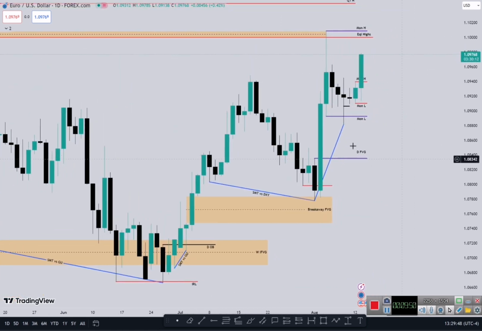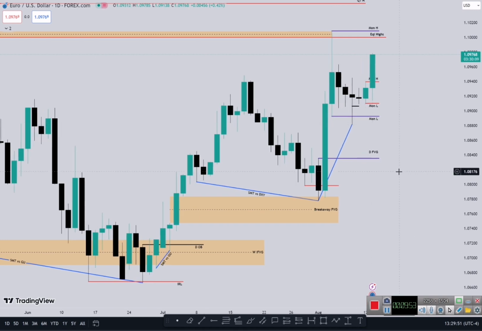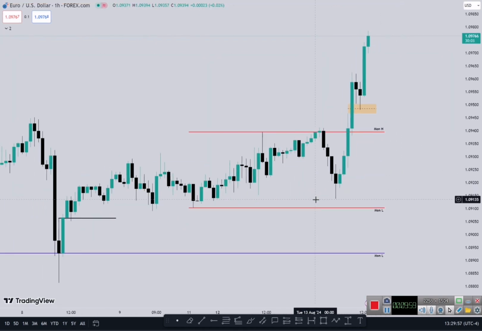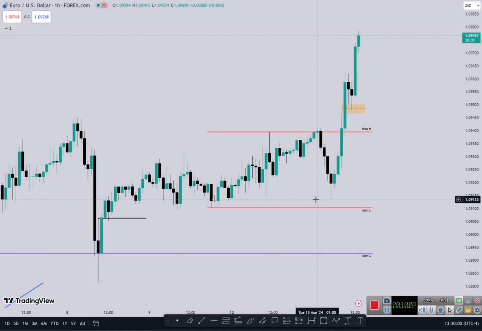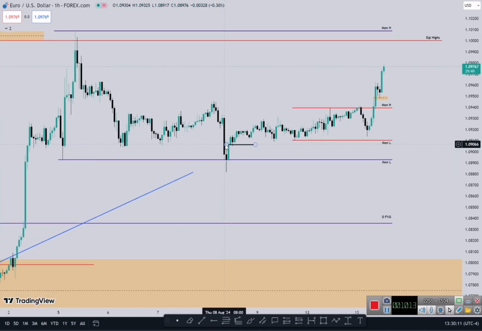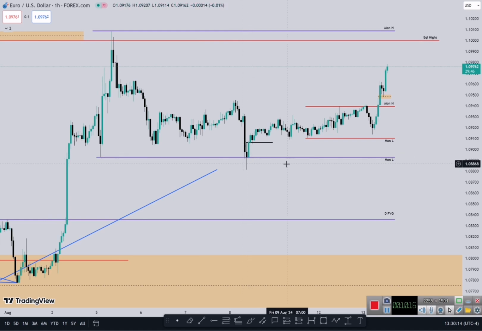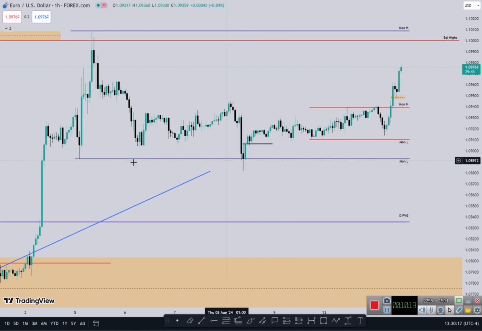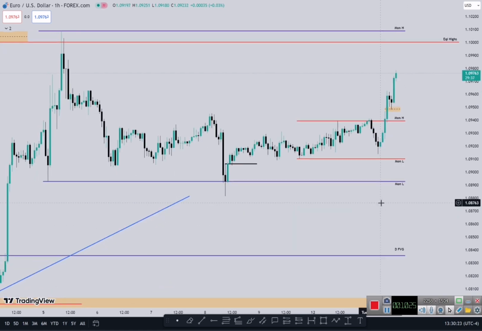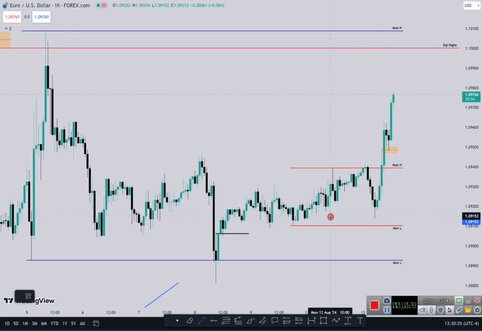Now we have a clear bias. We dive into the hourly time frame. We use time frame alignment, which is daily time frame, then 1 hour time frame to understand the market maker buy model, and then you can use 15-minute or 5-minute time frame for entries. So this is the Monday range from the previous week, and this is the Monday range from current week. You can see that price has swept this low in here.